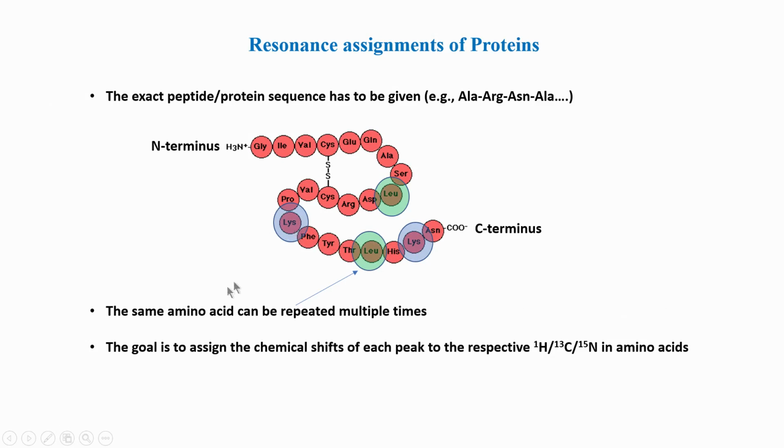Therefore, our goal in resonance assignment is to assign the chemical shift of each peak in our spectrum to the respective amino acid type. But not only that, we also need to tell that this chemical shift is for lysine number 17, this is for lysine number 24, like that. Similarly, this is the chemical shift of leucine number 16, and the chemical shift of leucine number 12 is so and so. We are not just telling leucine, we are also identifying which leucine in this sequence the chemical shift belongs to.